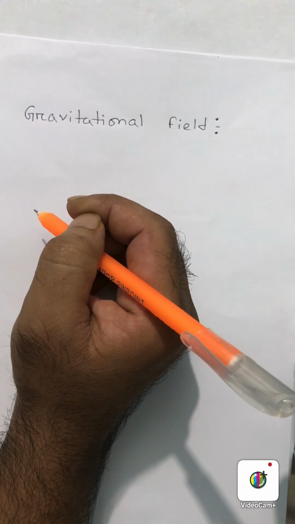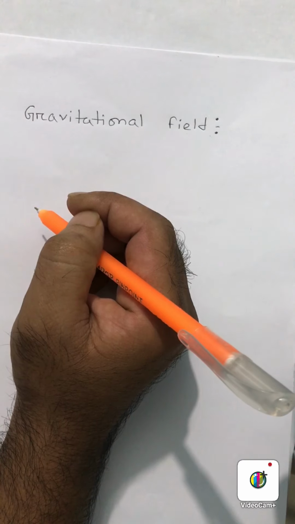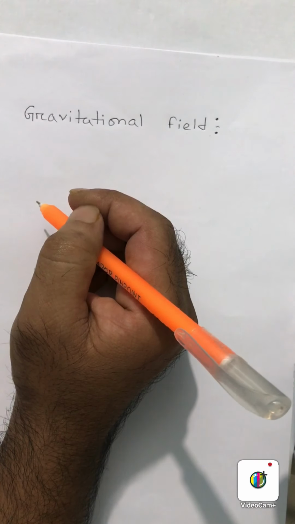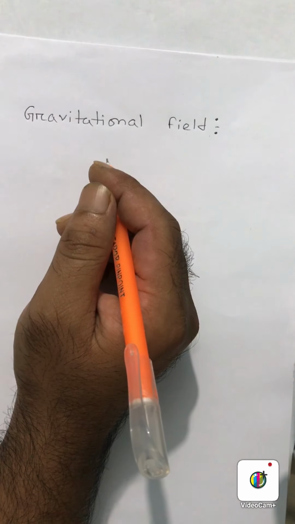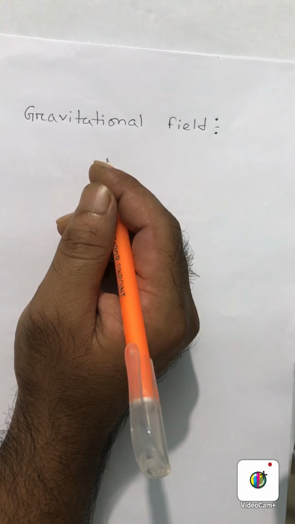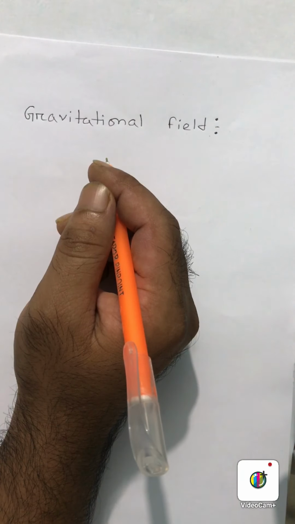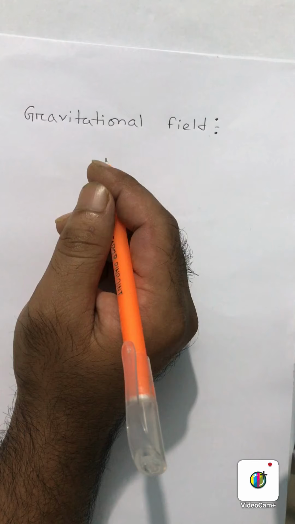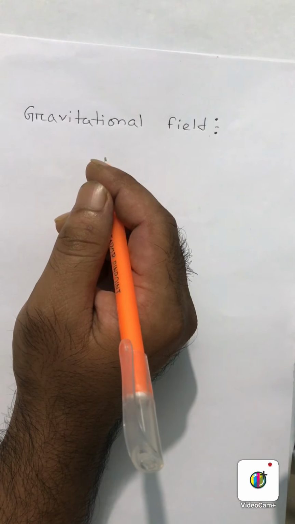Today we discuss gravitational field intensity and gravitational potential. This is lecture 5 of gravity and gravitation. Now, at first we discuss what a gravitational field is.